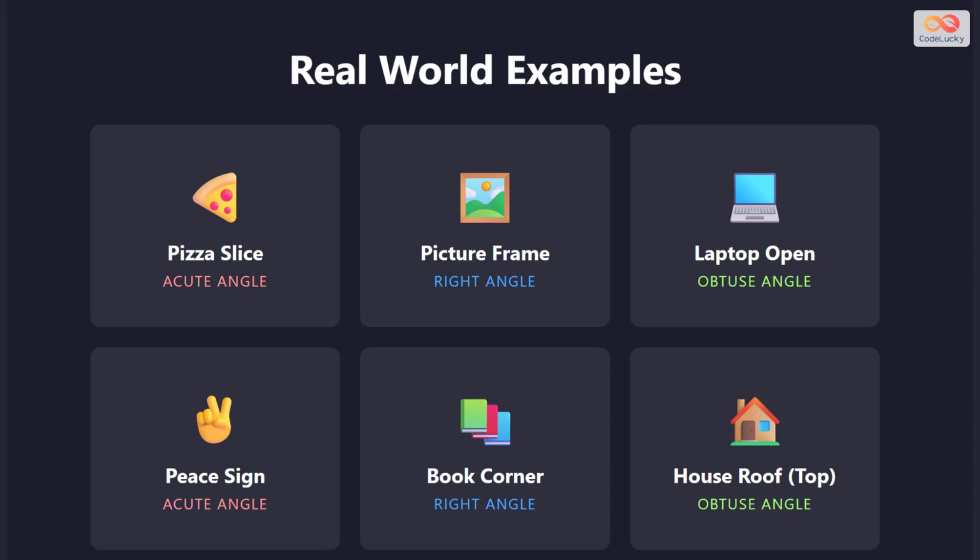Angles are everywhere around us. A slice of pizza usually forms an acute angle. The corner of a picture frame is a right angle. An open laptop or the peak of a house roof can often form an obtuse angle. Can you spot more around you?